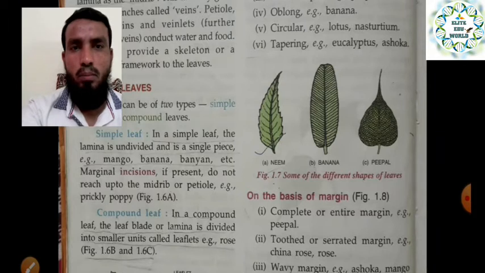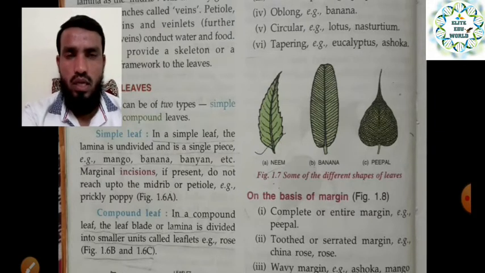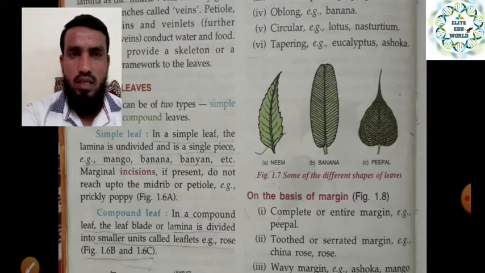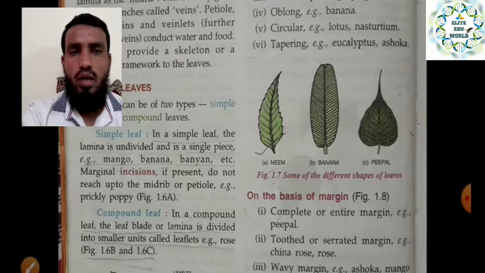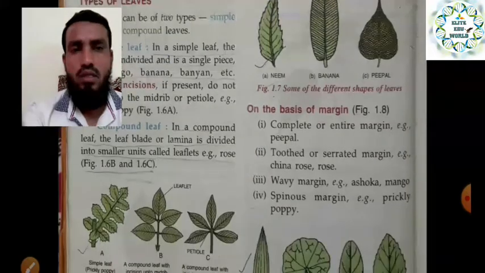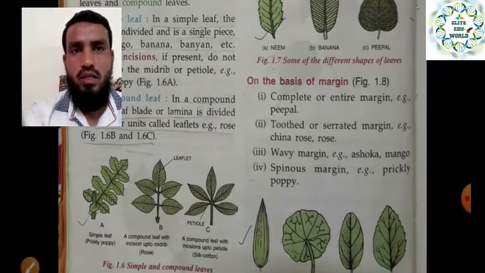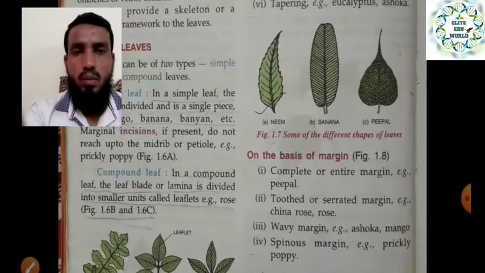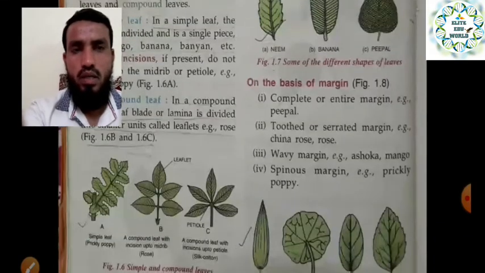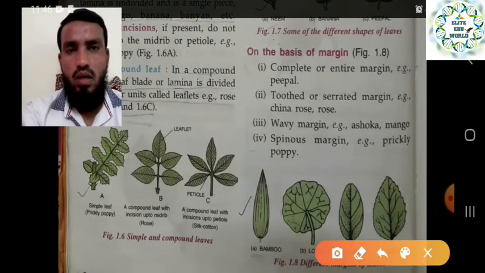These are the leaves that are called simple leaves, because their lamina is not divided into two parts, that is, it is only a single piece. Marginal incisions, if present, do not reach up to the midrib or the petiole. You can see the example of the prickly poppy plant. There is a division in the lamina, but it's not up to the midrib, it will stop here.